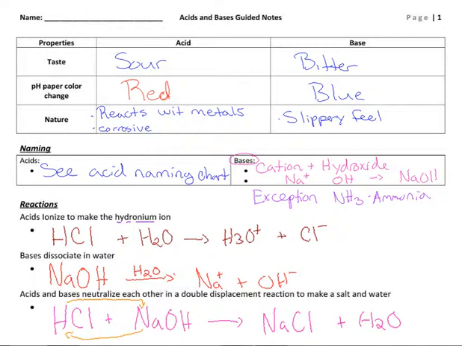The last one says acids and bases neutralize each other in a double displacement reaction to make a salt and water. So if I add an acid to a base, we're going to have a double displacement, so the cations will switch, and you end up with sodium chloride, which is a salt, and then water. And they will neutralize, and we're going to work on the next chapter talking about how much acid versus how much base is needed to neutralize in certain reactions. But in every acid to base reaction, you're going to end up with water and a salt.